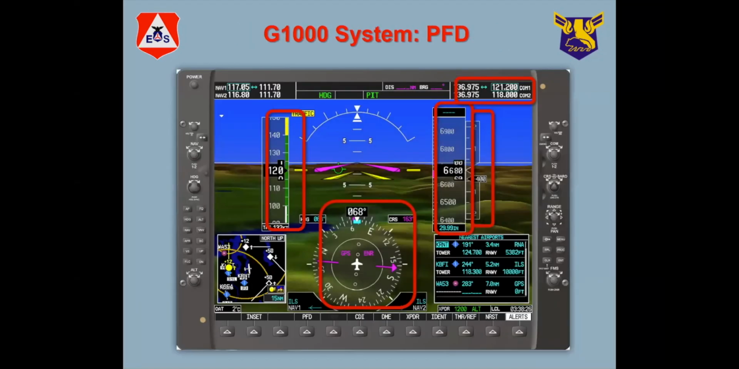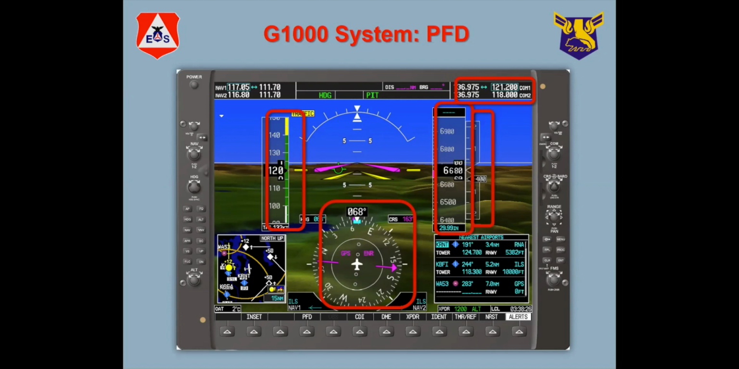Okay, this is a big version of what you're looking at on the glass cockpit. And if you look on the left side that's circled in red, you'll see that that is the airspeed indicator for the aircraft. So it's looking like it's indicating 120 knots for airspeed.